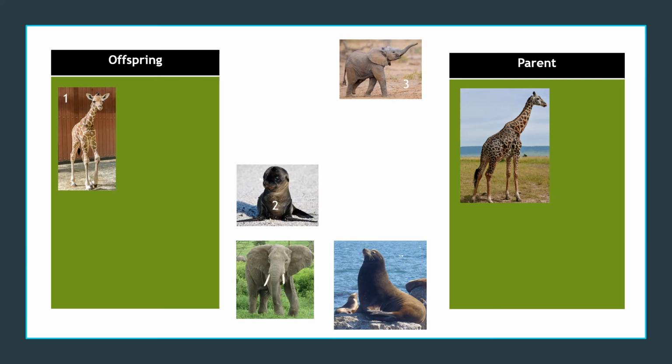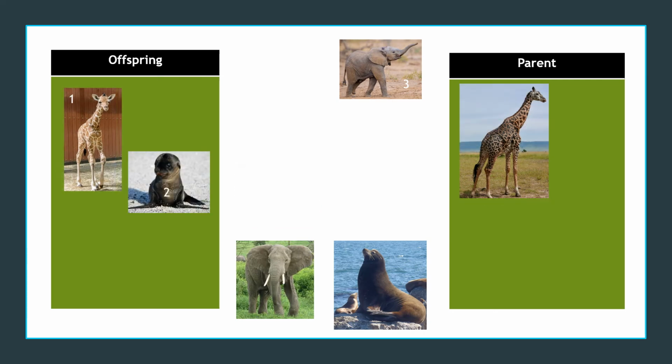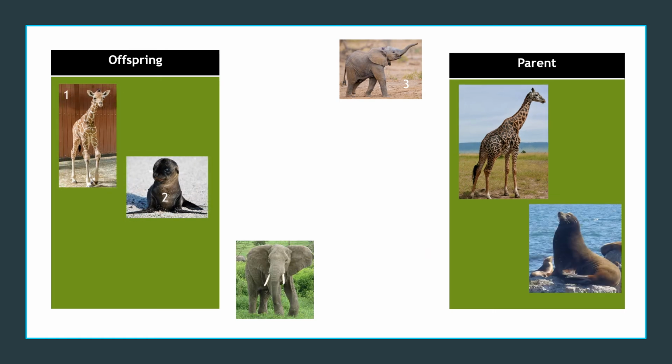This baby seal, it looks quite a bit different than its parent. But when we're looking at these parents, we know that it goes with this one. They have similar coloring. They have similar flippers. So this is that one's parent.